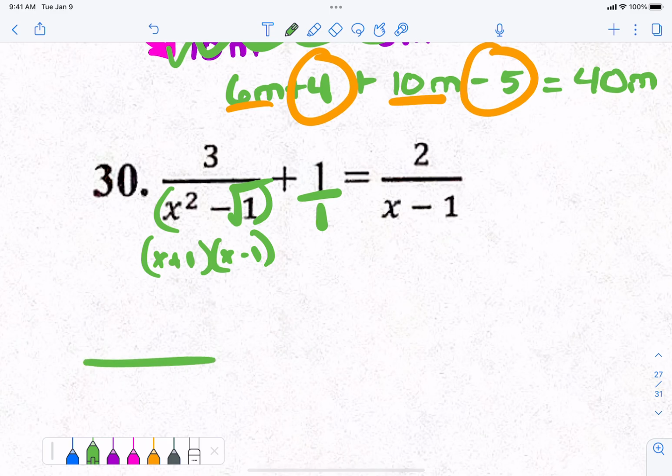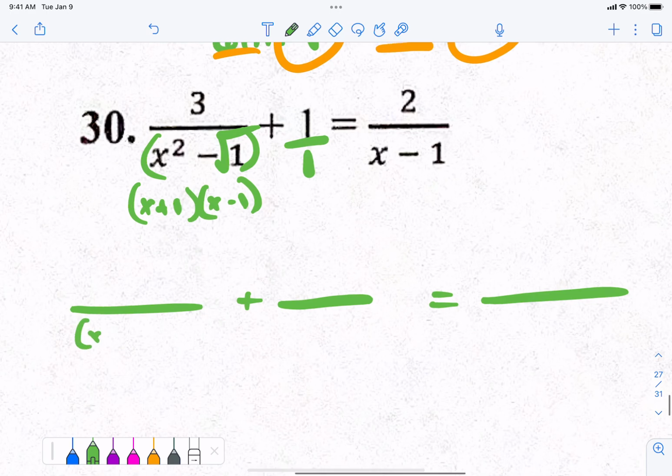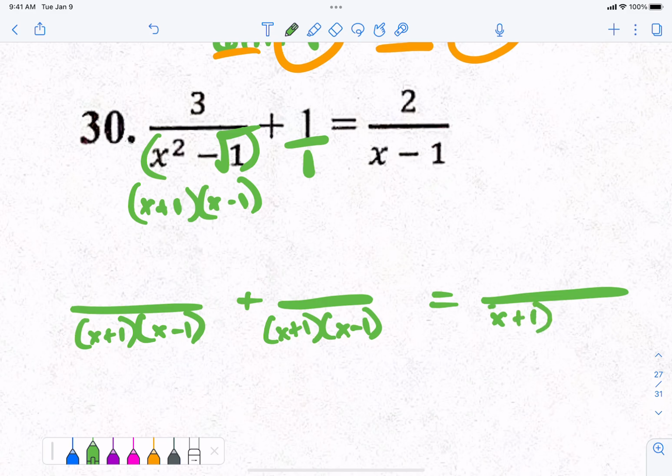All right, so I've got this guy plus this guy equals this guy. What's your common denominator going to be? Yeah, x plus 1 and x minus 1. He has to have each one of those pieces, right? x plus 1, x minus 1, x plus 1, x minus 1. There we go. Okay, I've got a 3, and I've got a 1, and I've got a 2.